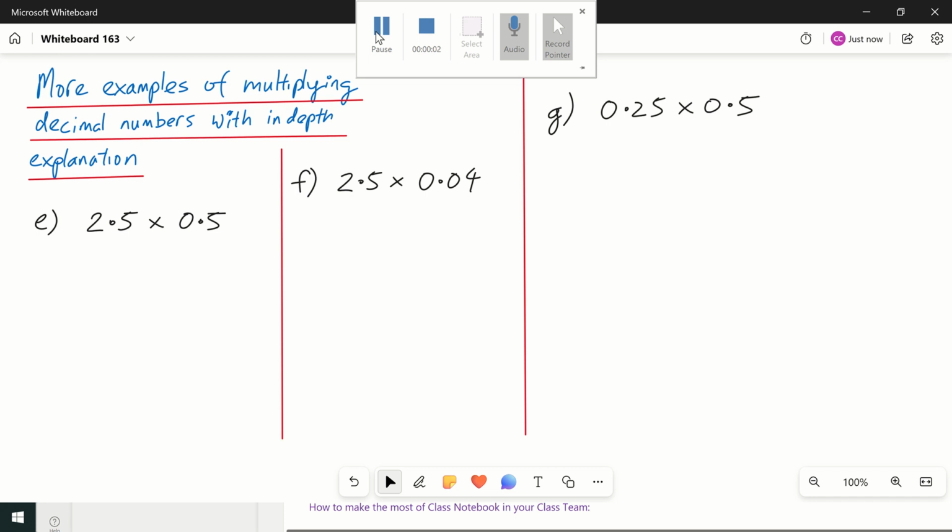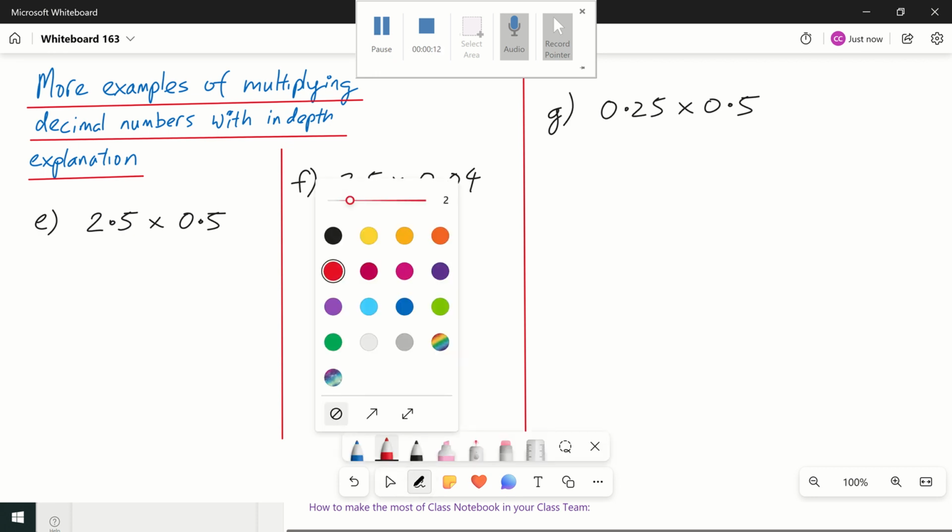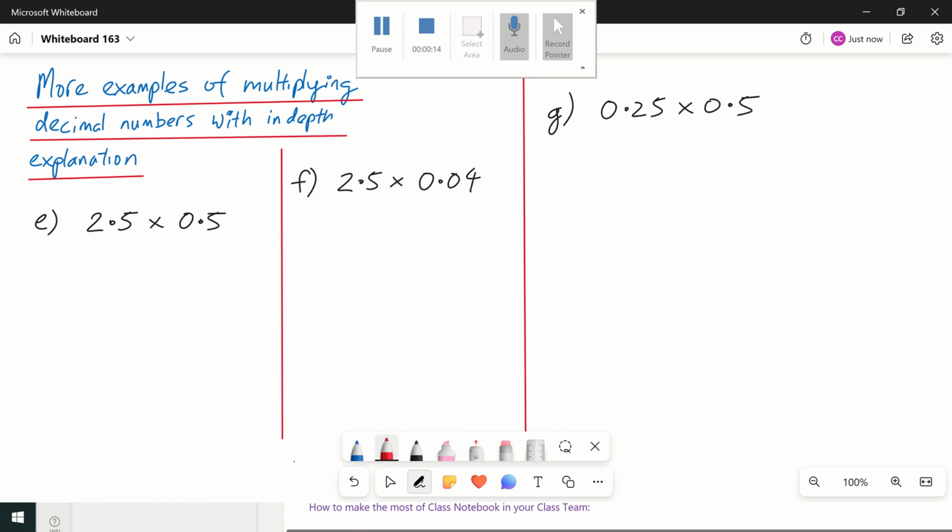Now here are more examples where we multiply decimals. So looking at example E, we have 2.5 times 0.5. Now where the digit 5 is, that is in the 1/10th place value. Similarly, where the digit 5 is in the second number, that is also at the 1/10th place value.